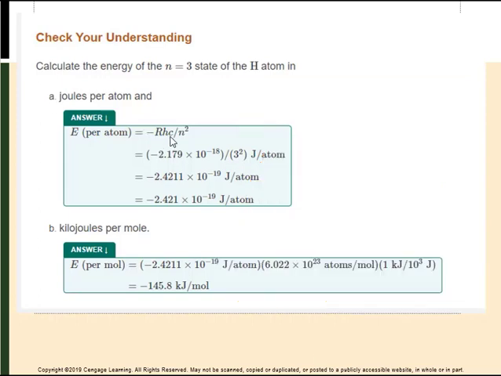Did you do negative RHC divided by 3 squared, so divided by 9, to get negative 2.4211 times 10 to the negative 19th joules per atom? And then to find per mole, we took our answer and times it by 6.022 times 10 to the 23rd and divided by 1,000 to get negative 145.8 kilojoules per mole.